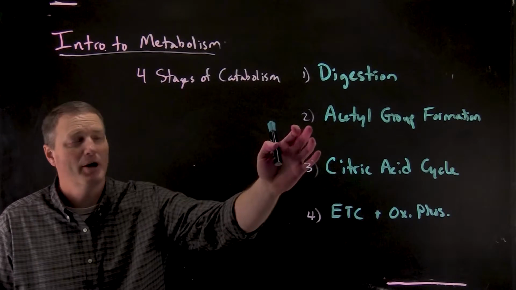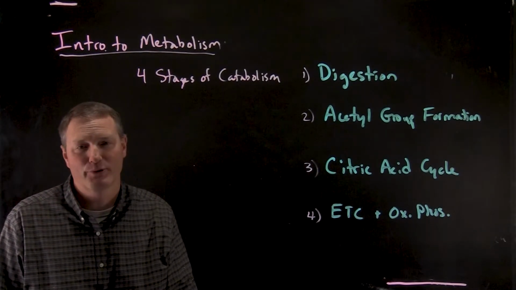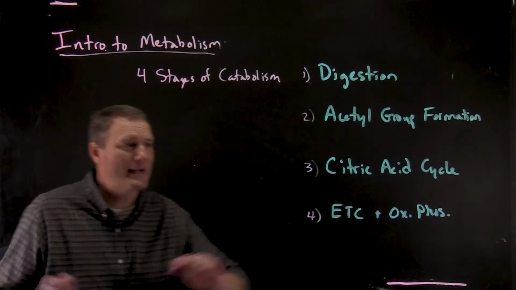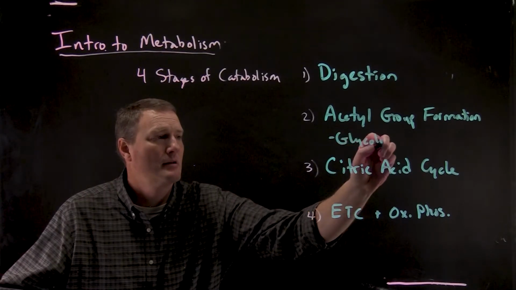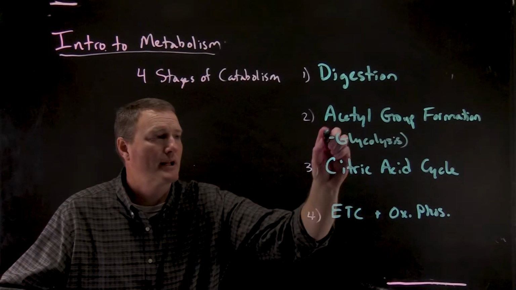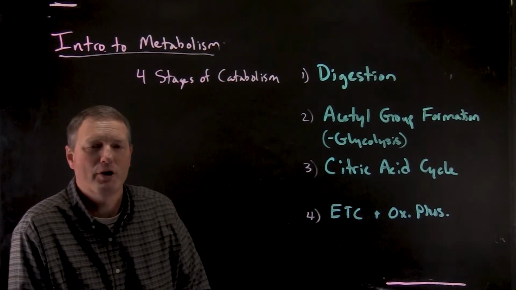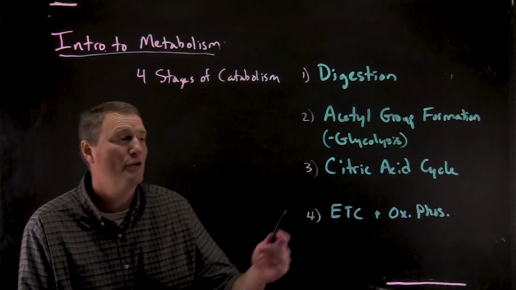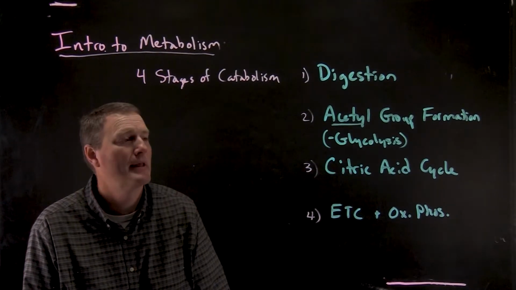And the second stage can start happening, which is going to be acetyl group formation. And this essentially is going to involve the process called glycolysis. Okay, so we're going to cut down that 6-carbon carbohydrate of glucose into a 3-carbon compound called pyruvate, and then ultimately pyruvate is going to be converted into a 2-carbon acetyl group.